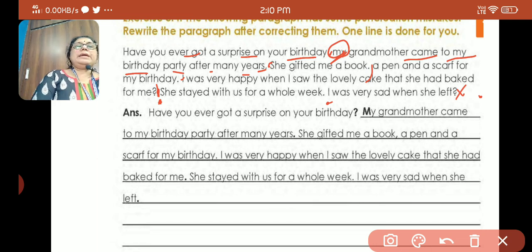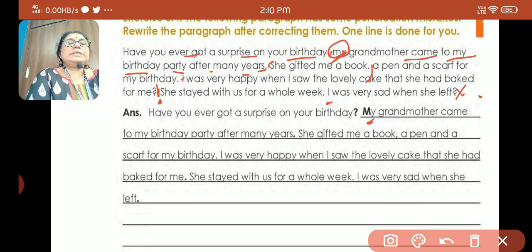Now you have to rewrite the corrections. Right. Have you ever got a surprise on your birthday? Question mark. It is a question, no? So we end the question with a question mark. My grandmother came. My M is capital, beginning of a sentence. So my mother came for my birthday party after many years. She gifted me a book, comma, a pen and a scarf for my birthday.